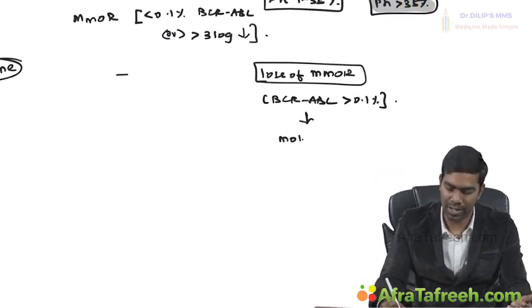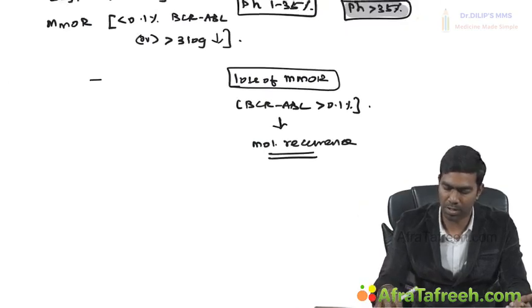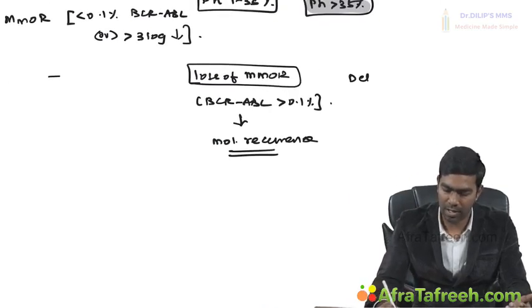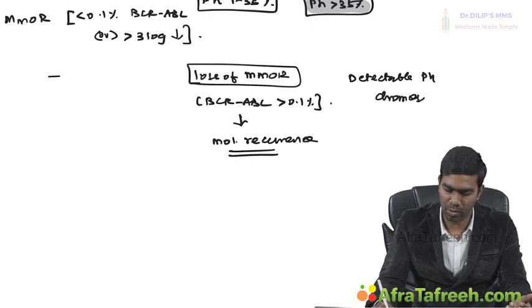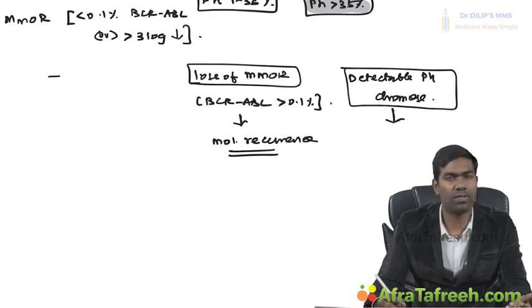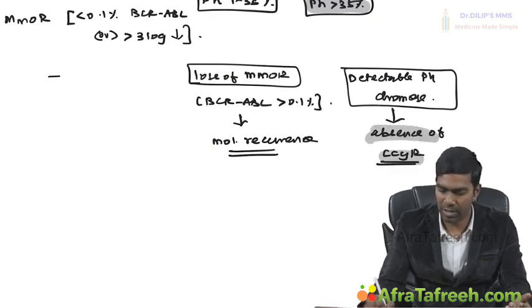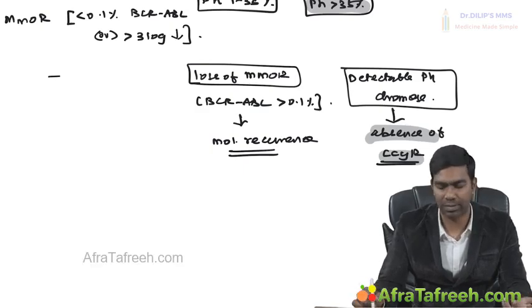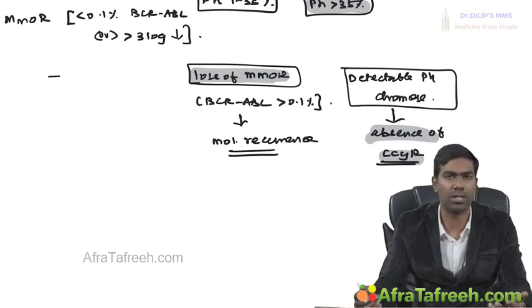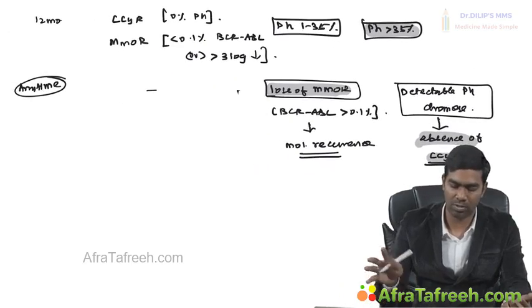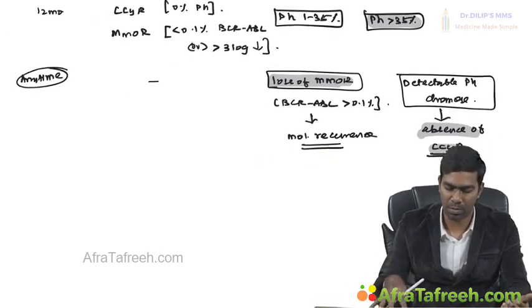This is what we refer to clinically as molecular recurrence. If this comes, again it is defined as a suboptimal response. Or you call it a fail when you have a detectable Philadelphia chromosome, which is what we refer to as an absence of complete cytogenetic response. So absence of complete cytogenetic response at any time indicates a failed treatment, and loss of major molecular response, which you have already achieved at 12 months, at any time after 12 months indicates a suboptimal response. And this is also one of the important definitions of optimal and suboptimal response.